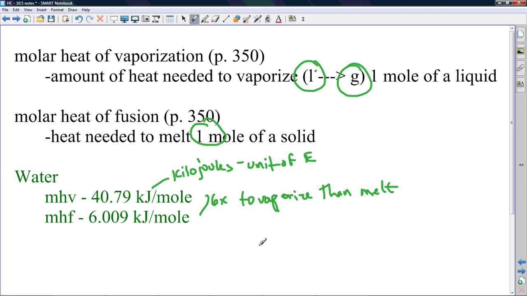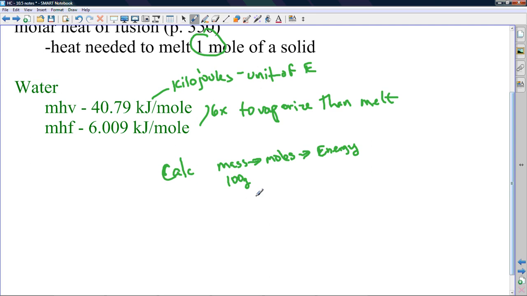So simply here, we can do some simple calculations. If you're given mass, you can go to moles, and then you can find out how much energy. So if you've got, for example, 100 grams of water, how much energy would it take to vaporize it? Or 100 grams of ice, how much would it take to melt? And then also, if we had a certain amount of energy, how much water or ice could we melt, vaporize, whatever the situation is? Okay. So pretty simple calculations.